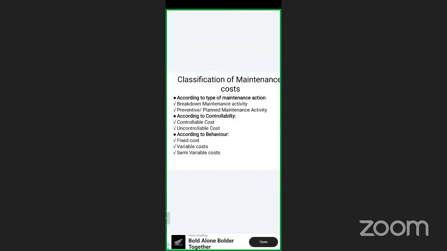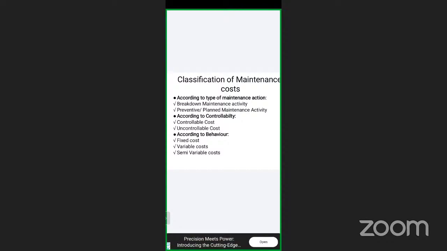Okay, so these are the different classifications based on different criteria. So far we have seen on the basis of nature, on the basis of normality, on the basis of type of maintenance action, and on the basis of controllability. Now, the next one is according to behavior. How is it behaving? Okay, so we have fixed cost, variable cost, semi-variable cost.